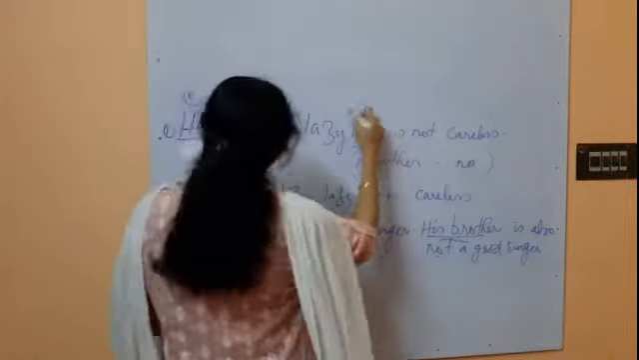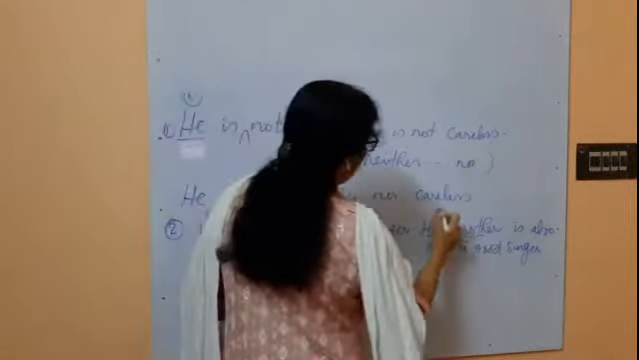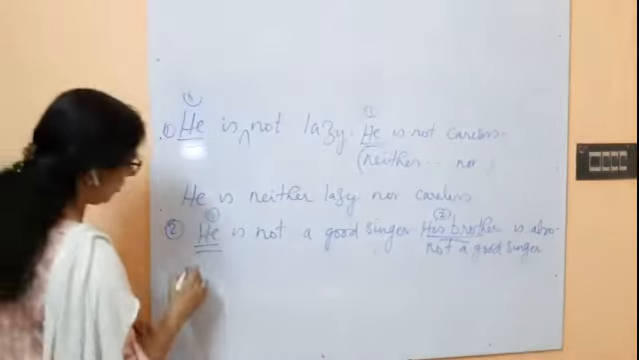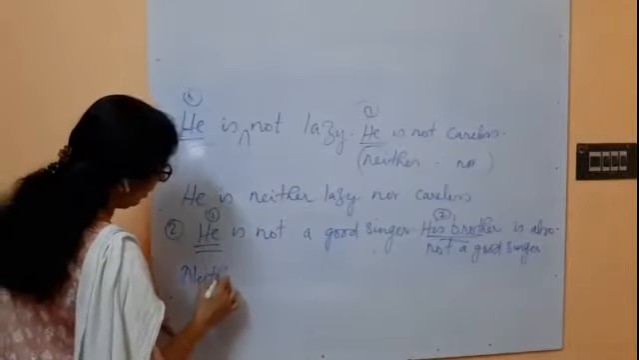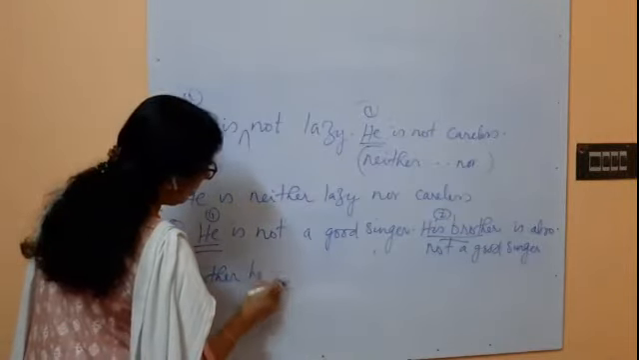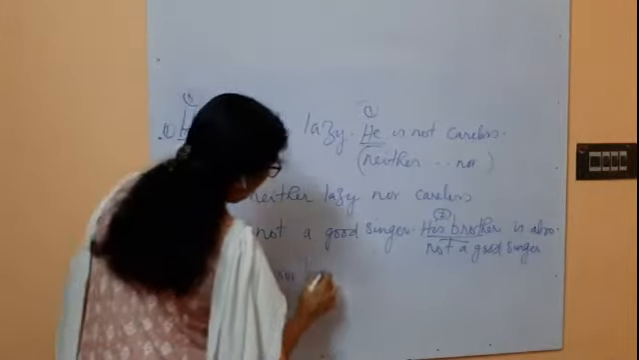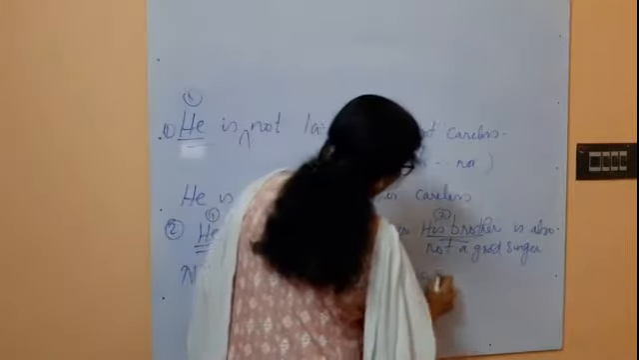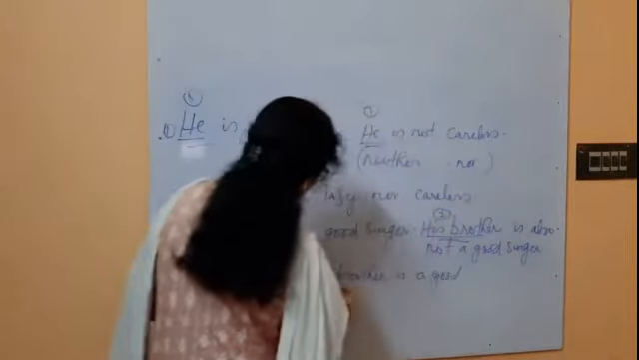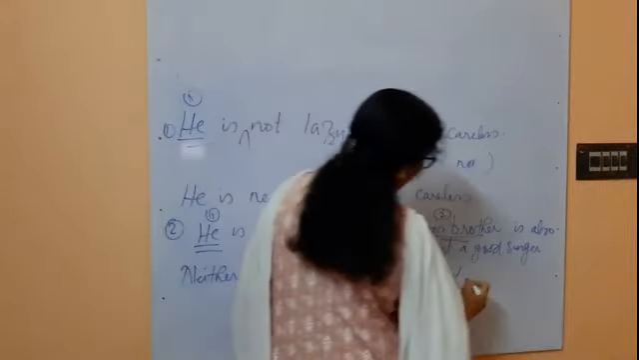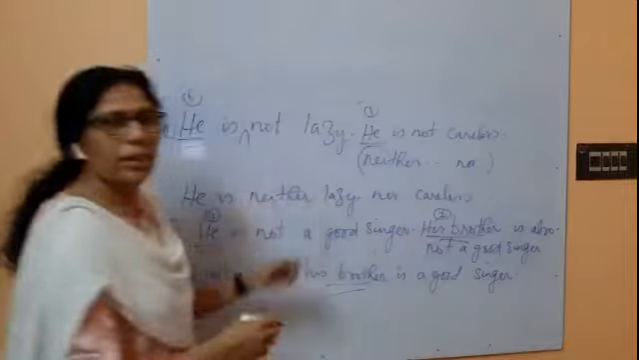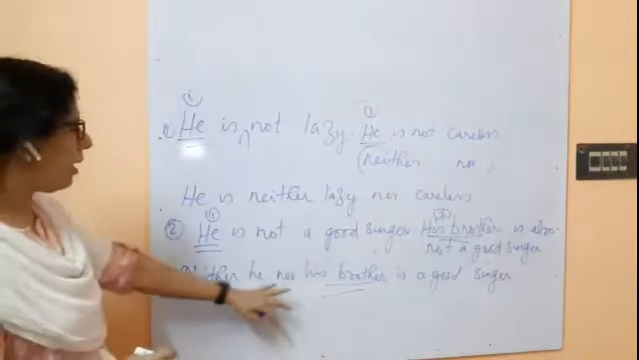So here both the subjects are the same. Here the subjects are different. So what will be the rule? You have to begin with the conjunction. Neither he nor his brother is a good singer. As his brother is a singular subject, that is why is. Neither he nor his brother is a good singer.